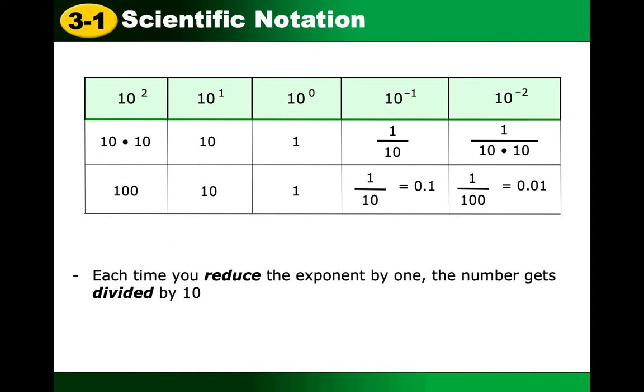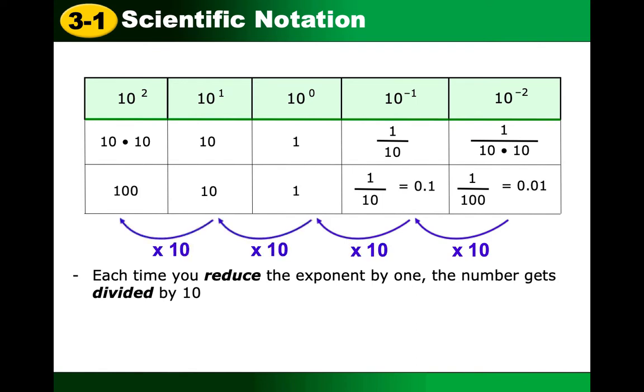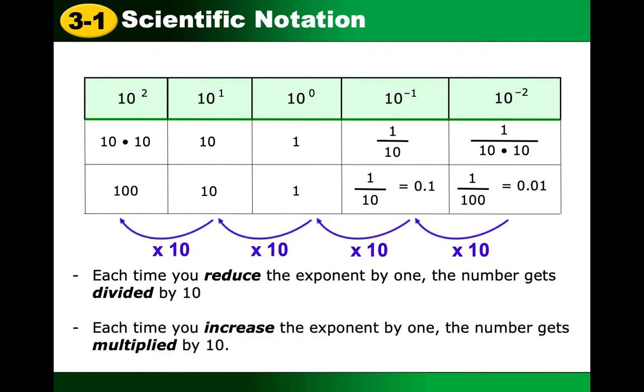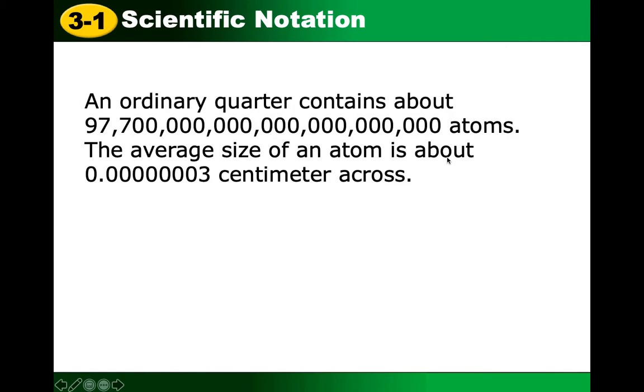Now if you go in the other direction, then every time you increase the exponent by 1, the number increases and it gets multiplied by 10. These are some helpful facts to know as we go into looking at scientific notation. Let's look at why we use scientific notation first.